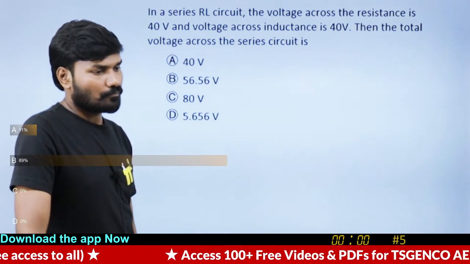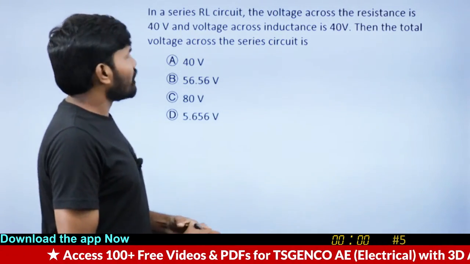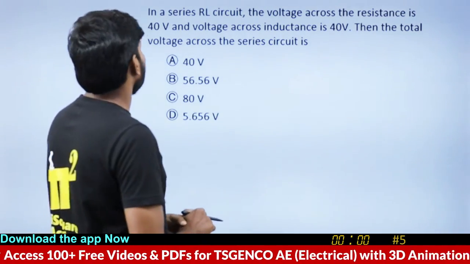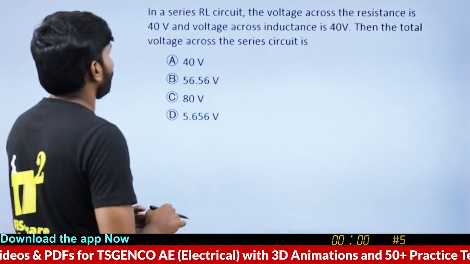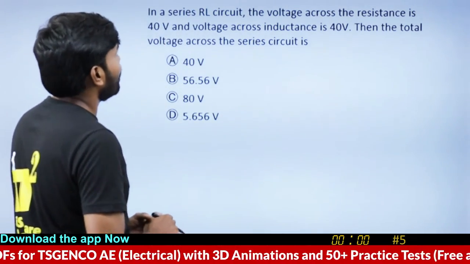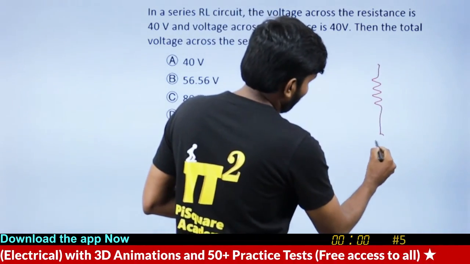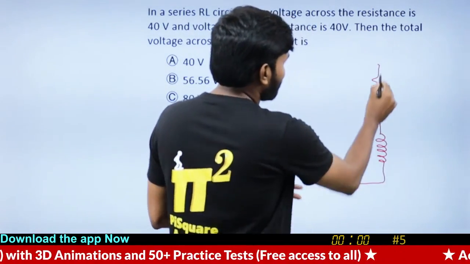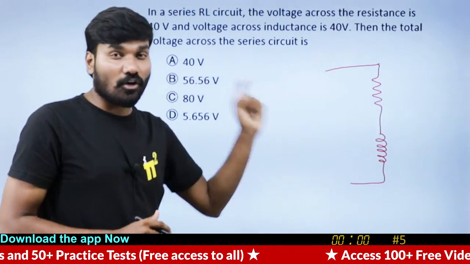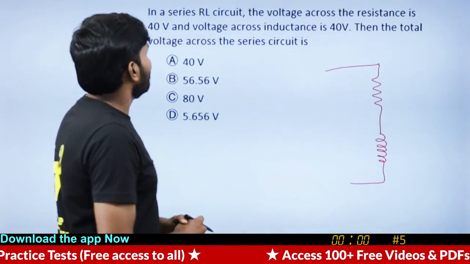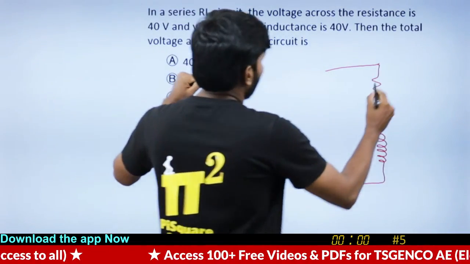So now, let's head to the solution. In a series RL circuit, the voltage across the resistance is 40 volts. Okay. Series RL circuit is given, so quickly draw it. It's just going to take a few seconds, but it gives a lot of clarity. Voltage across the resistance is 40 volts.